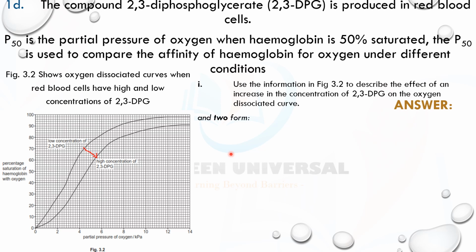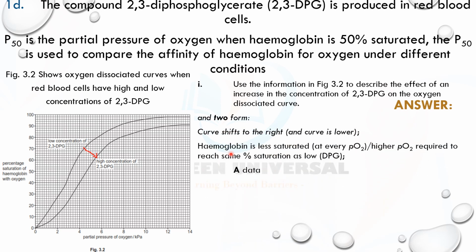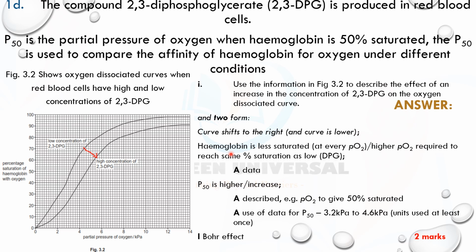Okay, let's look at what the mark scheme says. Any two of these: the curve shifts to the right, the curve is lower, hemoglobin is less saturated at every partial pressure of oxygen. So it's less saturated when we increase it. You see what's happening. A higher partial pressure of oxygen is required to reach the same percentage saturation as low DPG. To reach the same 50, look, the P50 here was 3.2, and for this it is 4.2. So we need a higher partial pressure of oxygen to reach the same saturation.